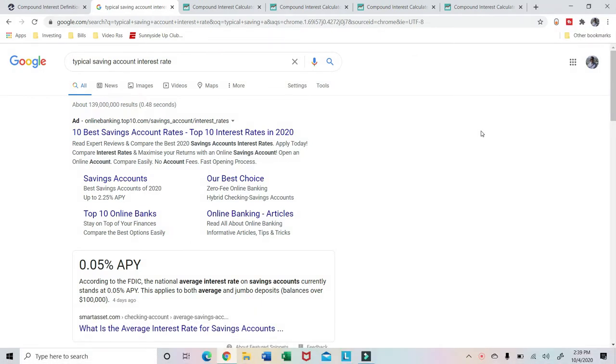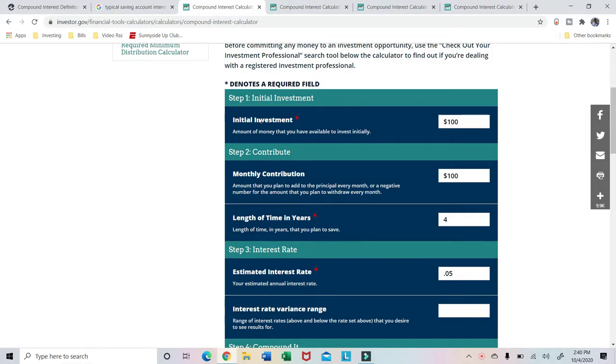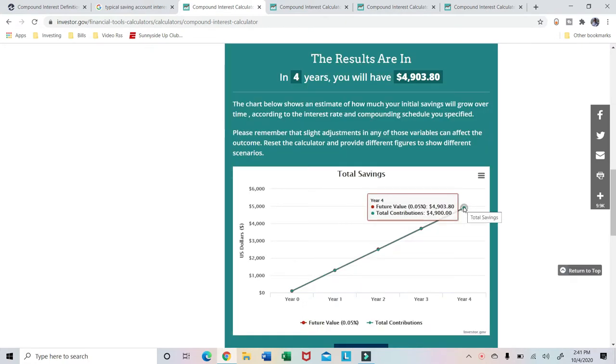Your bank might be different, but a simple Google search says a typical savings account interest rate is about 0.05% annual percent yield, so 0.05% a year. So if you start with $100 and you put $100 in your savings every month, over 4 years with that typical interest rate, you would have made a whopping $3.80 in interest.